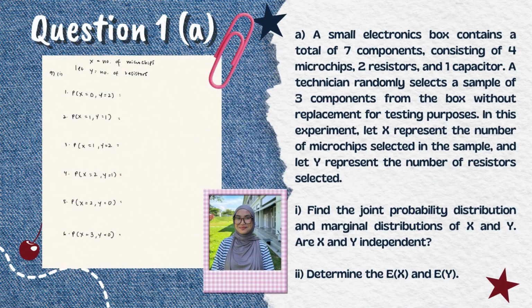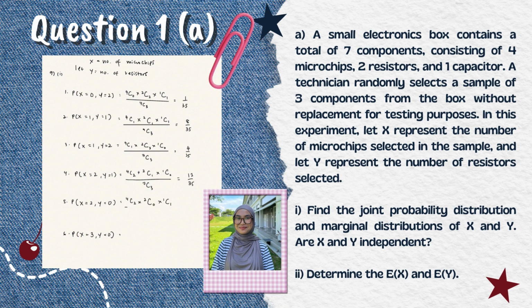To start off, for question 1A1, we are going to have to use the combination principle to find the joint probability distribution for fxy. So for x equals 0, y equals 2, it will equal 1 over 35, where x equals 1, y equals 1, equals 8 over 35, x equals 1, y equals 2, equals 4 over 35, x equals 2, y equals 1, it will equal 12 over 35. For x equals 2, y equals 0, it will equal 6 over 35. And lastly, for x equals 3, y equals 0, it will equal 4 over 35.